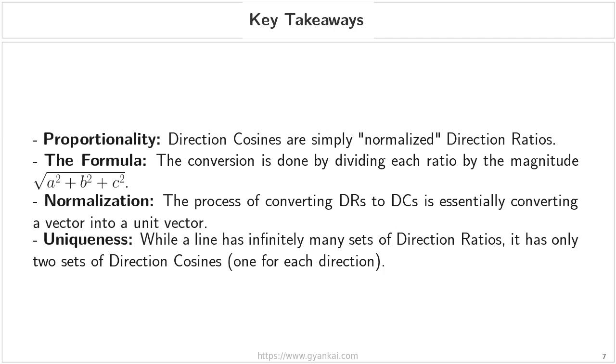Finally, let's keep in mind the concept of uniqueness. As we saw in our opening slide, a single line can be represented by infinitely many different sets of direction ratios because any proportional set will work. However, direction cosines are much more specific. A line has only 2 sets of direction cosines, representing the 2 opposite directions the line can travel.